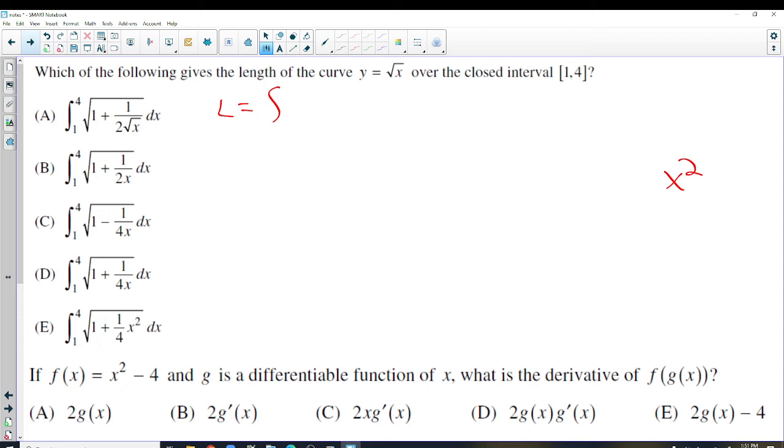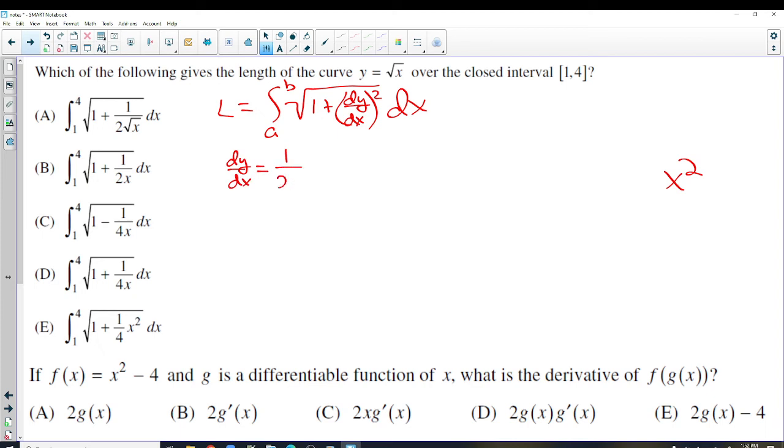So the length of a curve is the integral from a to b of the square root of 1 plus (dy/dx) squared. It's the Pythagorean theorem. It's little tiny right triangles working our way from the beginning to the end, and we want an infinite amount of triangles that are infinitely small. That's the integral. So we need dy/dx.